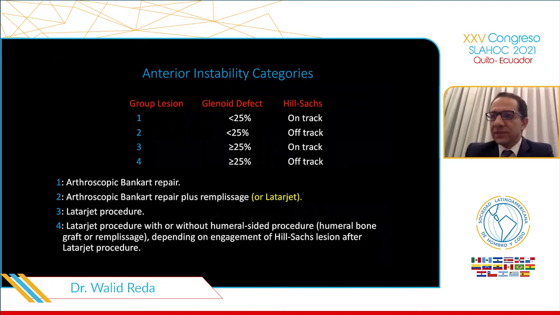Either the glenoid bone loss is less than 25% and the Hill-Sachs is either on track or off track, or the glenoid bone loss is more than 25% and the Hill-Sachs is either on track or off track. Only in the first situation may an arthroscopic Bankart repair succeed. In the second situation, we must add a remplissage for the Hill-Sachs or increase the glenoid track by doing a bony procedure. In the third and fourth situations, a bone block procedure is mandatory, and we may need to add a remplissage in the fourth situation if the bone block is not enough to increase the glenoid track to be larger than the Hill-Sachs, and the Hill-Sachs is still engaged after the bone block.